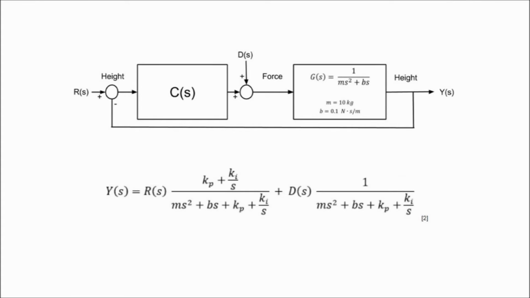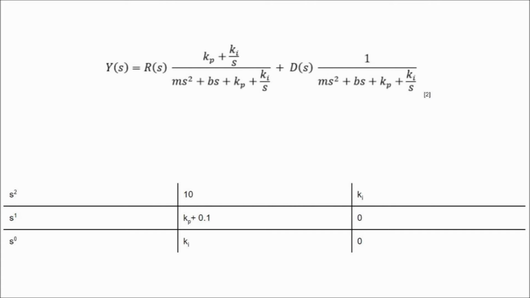Next, we derived the transfer function for this system, and we took the Routh-Hurwitz stability test of this and found our K values. For our initial PI controller design, the K values need to be such that Kp would need to be greater than negative 0.1, and that Ki would be greater than 0.